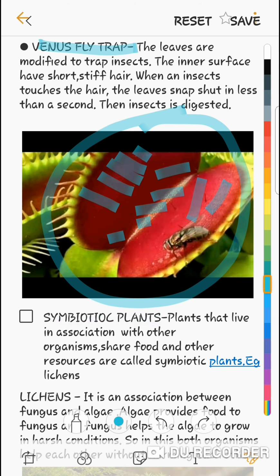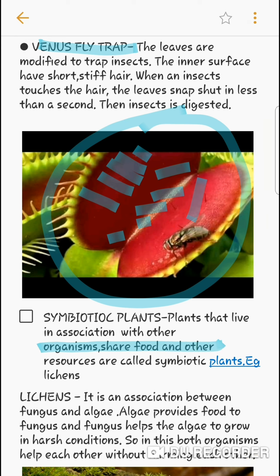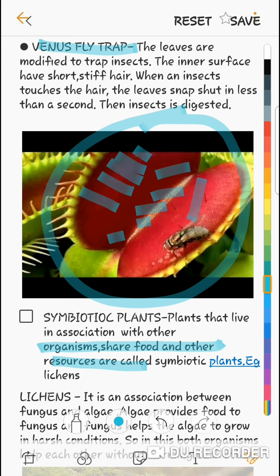Symbiotic plants. Plants that live in association with other organisms, sharing food and other resources, are called symbiotic plants. Example: lichens.